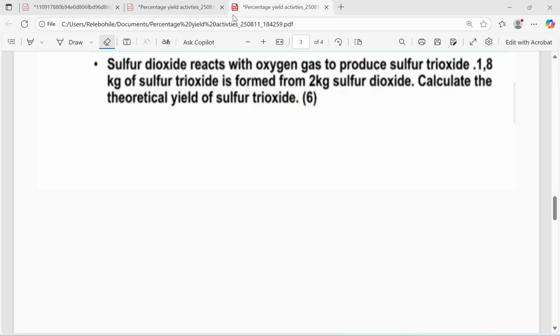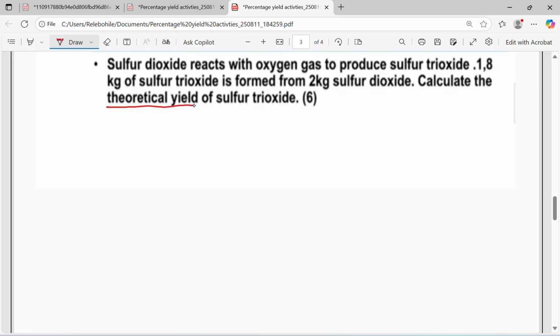On this video we'll be looking at finding the theoretical yield. How do we do that? This is how we do it. Firstly, let's read our statement. It says we have sulfur dioxide which reacts with oxygen gas to produce sulfur trioxide. Then they say 1,8 kg of sulfur trioxide is formed from 2 kg sulfur dioxide. Then calculate the theoretical yield of sulfur trioxide.